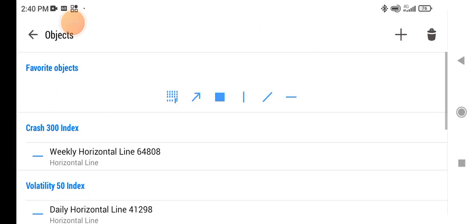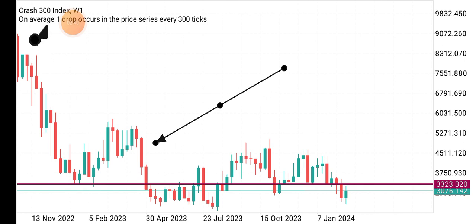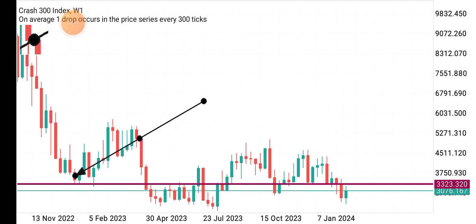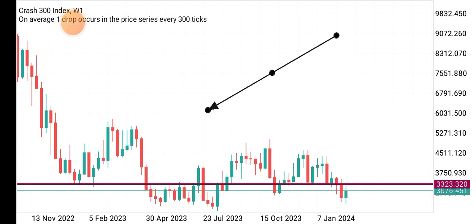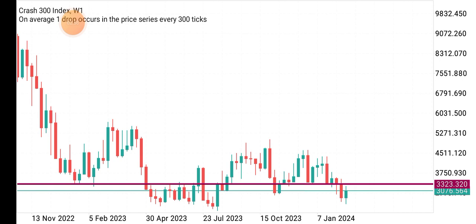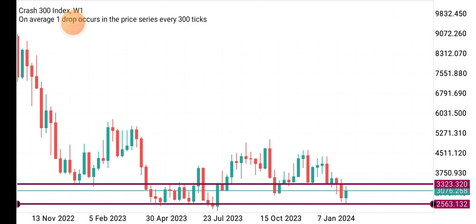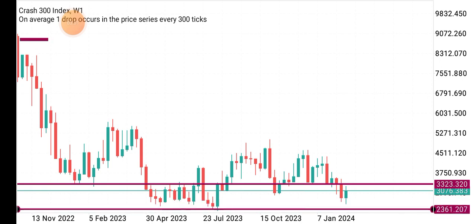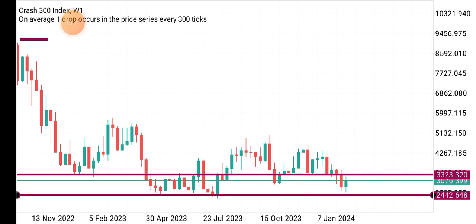Then why have I decided to place this line here? You can see the market bought here and has been selling around this level, and bought through here, came back, bought through here, and you can see it sold through here after buying here also. So that's actually a key level on the weekly time frame. And also, looking below, we have this strong support zone on Crash 300.